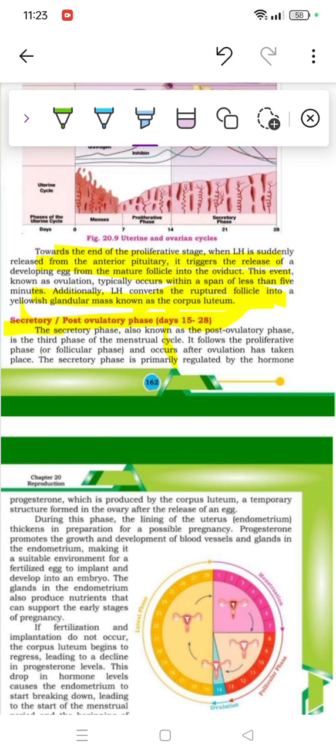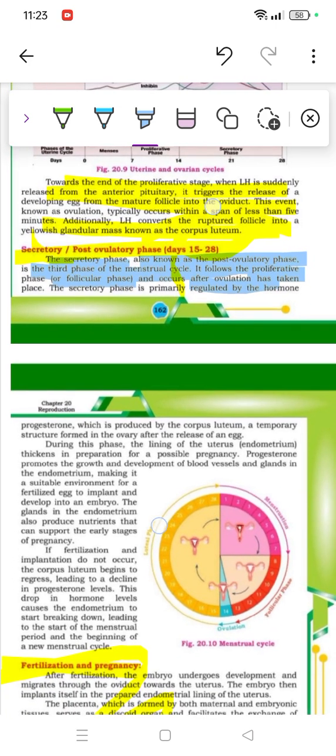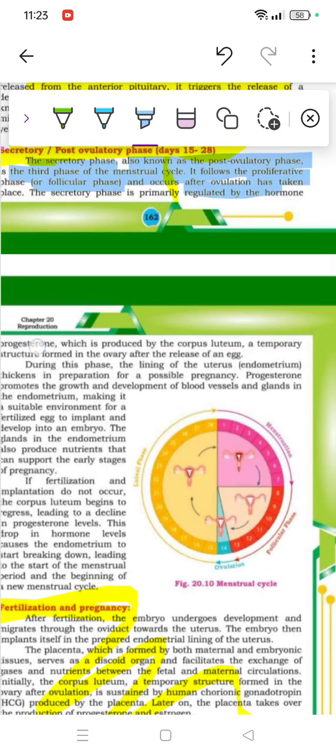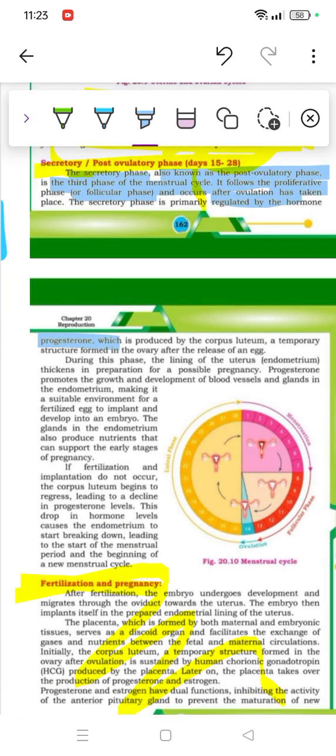So let's see the secretory phase, which is also known as the post-ovulatory phase, and the third phase of the menstruation cycle, following the proliferative or follicular phase, where follicles simply increase. These all occur after ovulation has taken place. The secretory phase is primarily regulated by the hormone progesterone, which is produced by the corpus luteum, a temporary structure formed in the ovary after release of an egg. So I'm sure it will be clear.